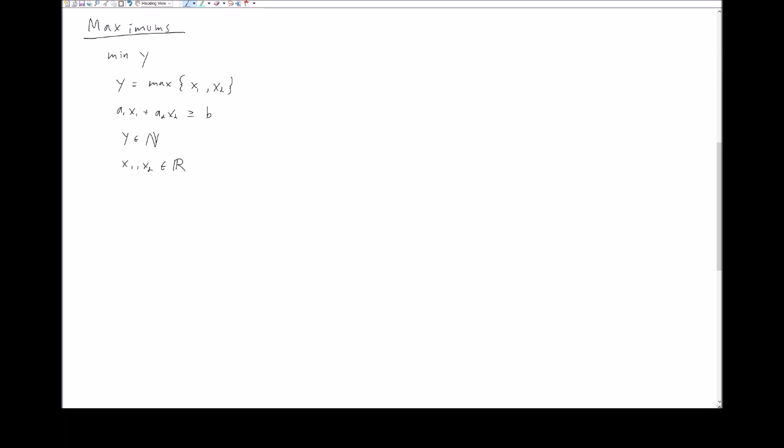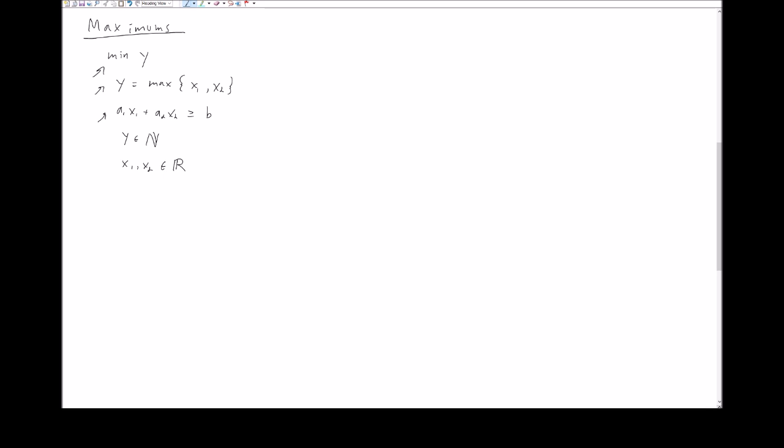Now let's look at another modeling trick, or another formulation trick. How can we model or formulate maximums in our program? Specifically, we're going to minimize some variable y, and y is going to be equal to the max of x1 or x2. x1 and x2 have to satisfy some constraint, and for simplicity, we've only put one constraint. x1 and x2 can satisfy any number of constraints in reality.